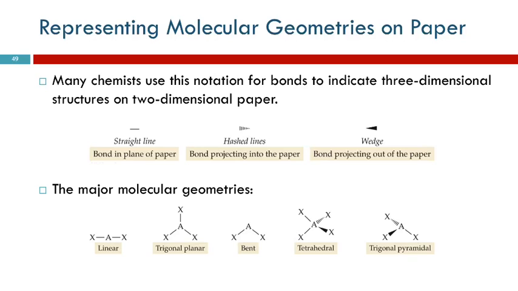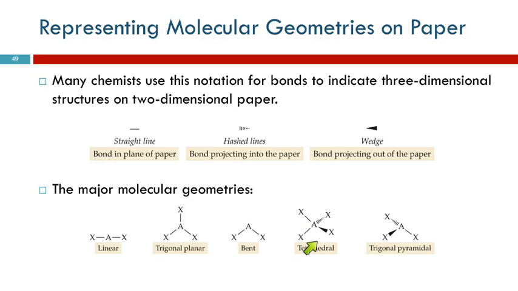So here's this notation. Straight line means that it's in the plane of the paper. Hashed line means it's going behind the paper or the screen, and the wedge is sticking out at you. And so here's how they represent these. Linear, trigonal planar, and bent can be drawn very easily because they are two-dimensional. We don't have to draw the lone pairs necessarily. This probably has lone pairs on it, but when we look at molecular geometry, we don't have to draw them. Here's tetrahedral and here's trigonal pyramid.